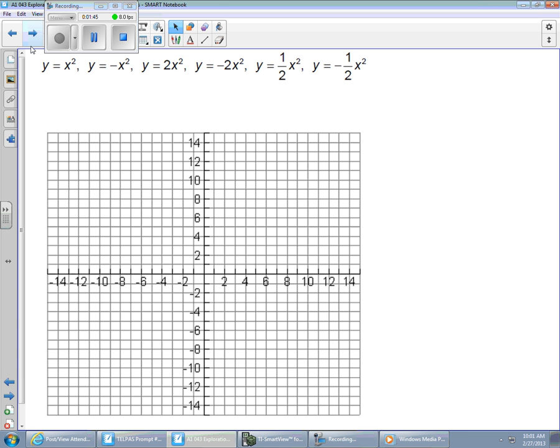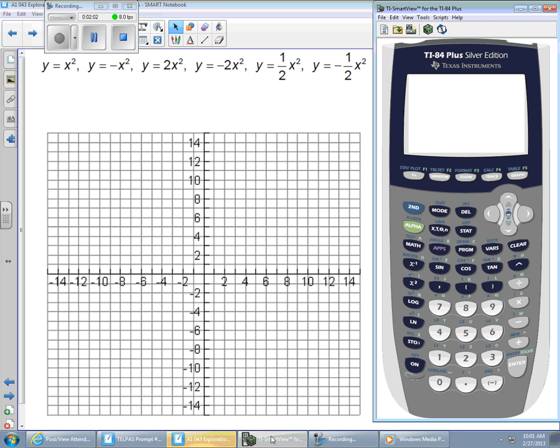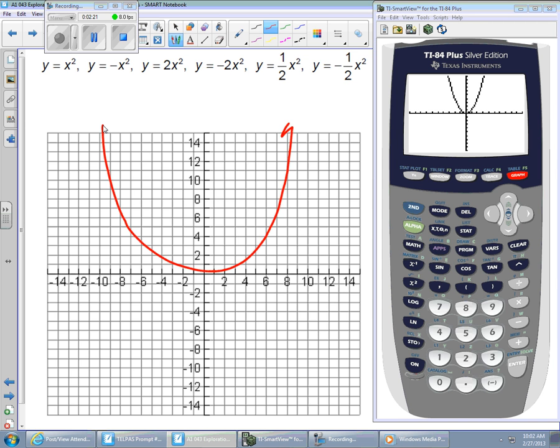Now, the instruction did say to use your calculator to help you create a sketch. Let me clarify what it wants as far as a sketch. I don't want people to grab their calculator, type in y equals x squared, hit graph, and then draw something on the page that kind of looks like that. That's not at all what it means when it says sketch.